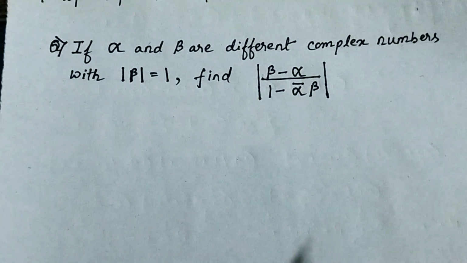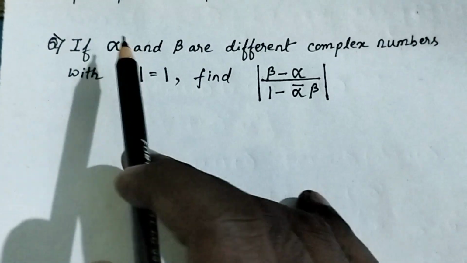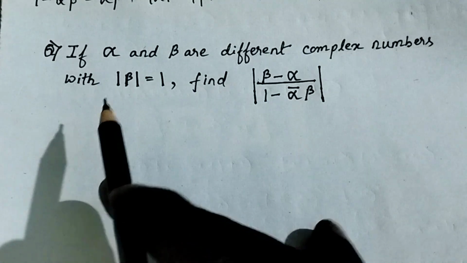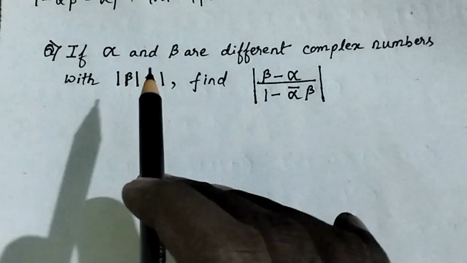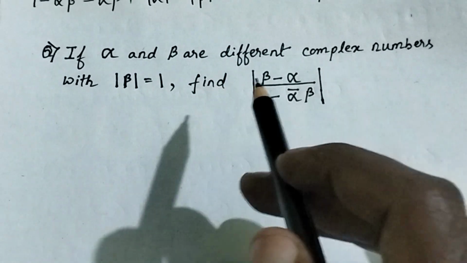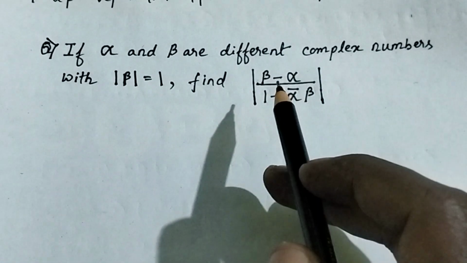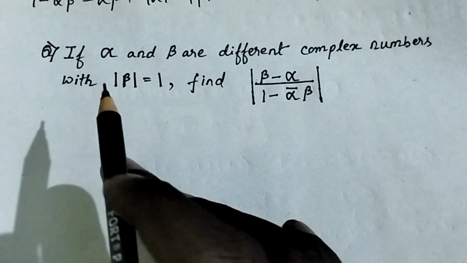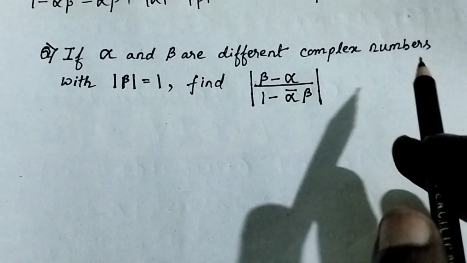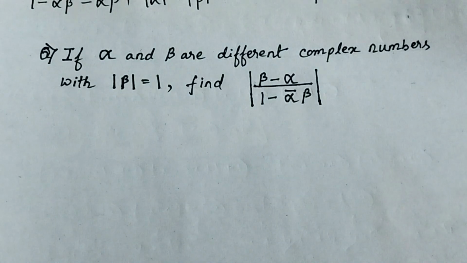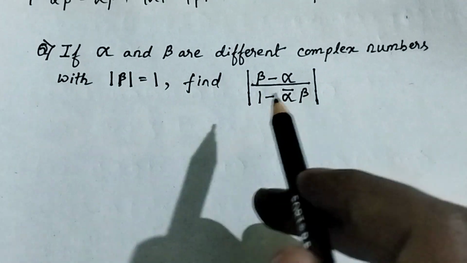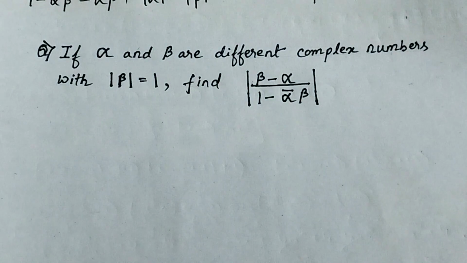In this video I have brought this sum for you all. So look at the sum. If alpha and beta are different complex numbers with mod of beta equal to 1, then find mod of (beta minus alpha) by (1 minus alpha conjugate into beta). If alpha and beta are different complex numbers with mod of beta equal to 1, then we have to find the value of this: mod of (beta minus alpha) by (1 minus alpha conjugate into beta). Clear? So look at the solution.